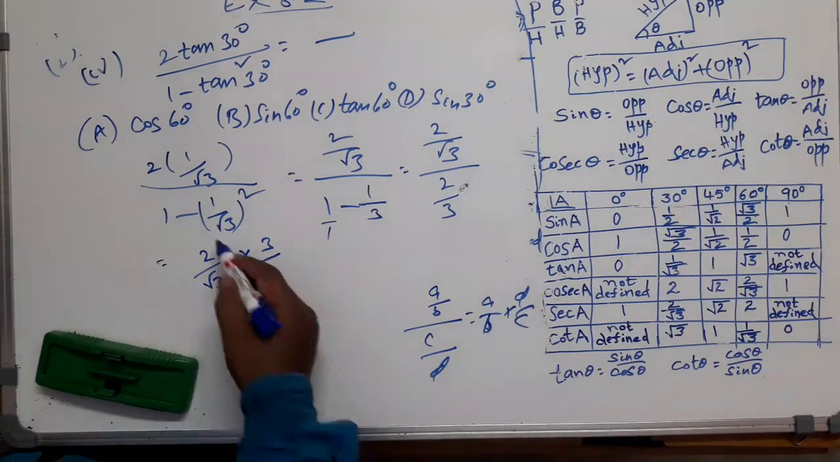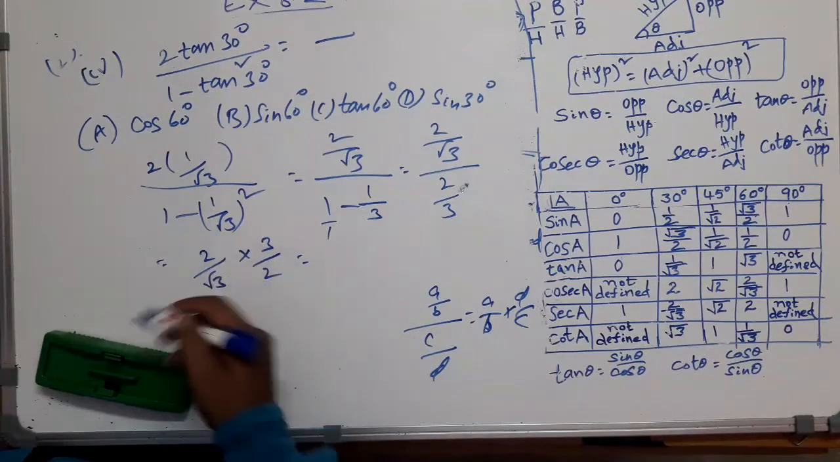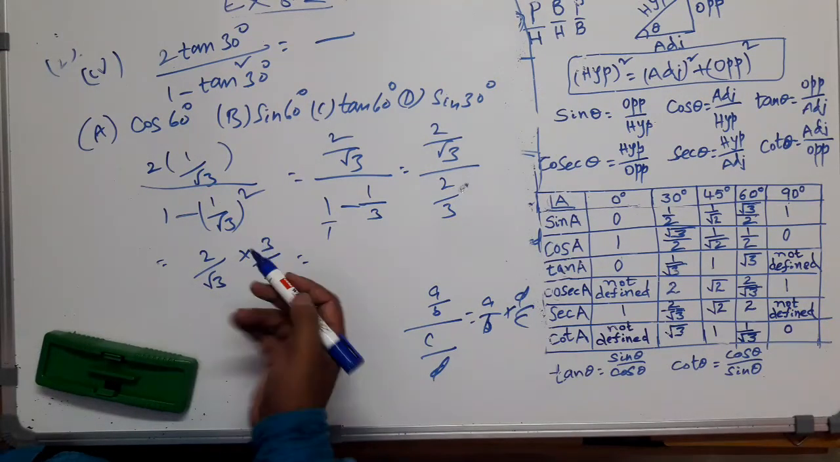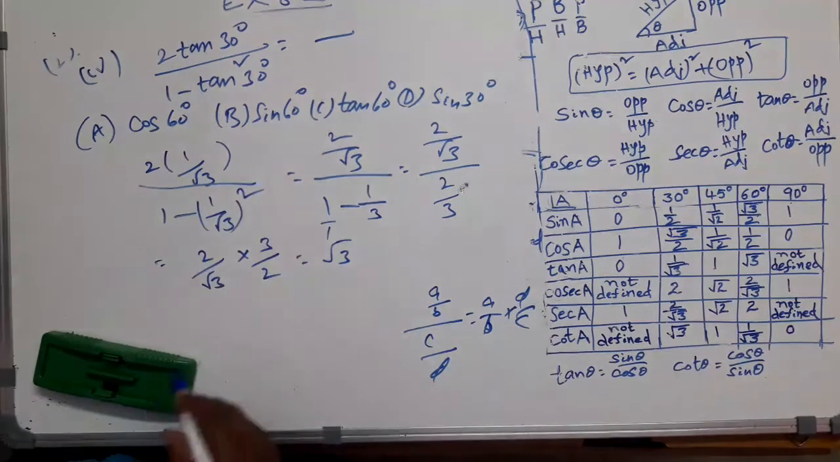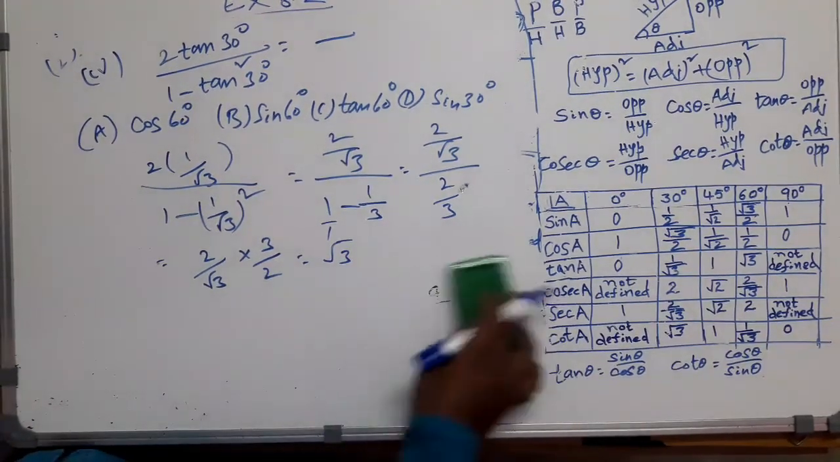Yes, 2 cancels, you can cancel. This is 3 by root 3. Yes, 3 by root 3 is root 3. We have done it twice already in the earlier questions. So this is root 3. Root 3 is the answer for this question.